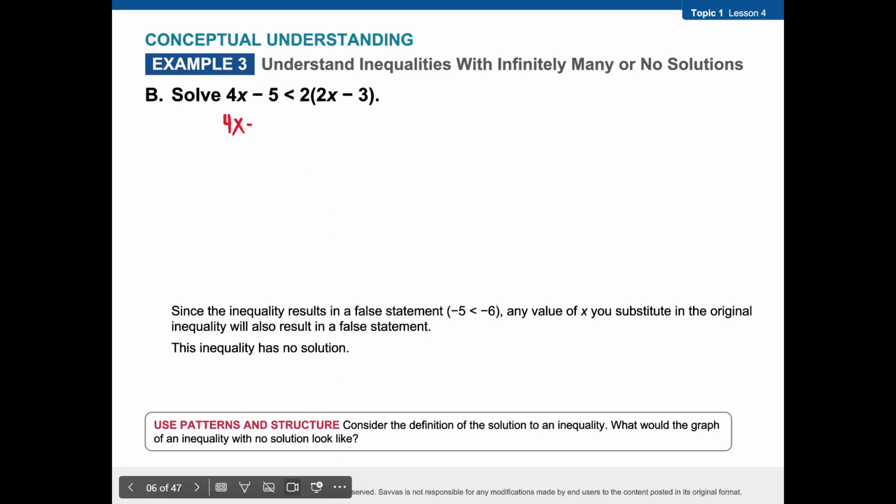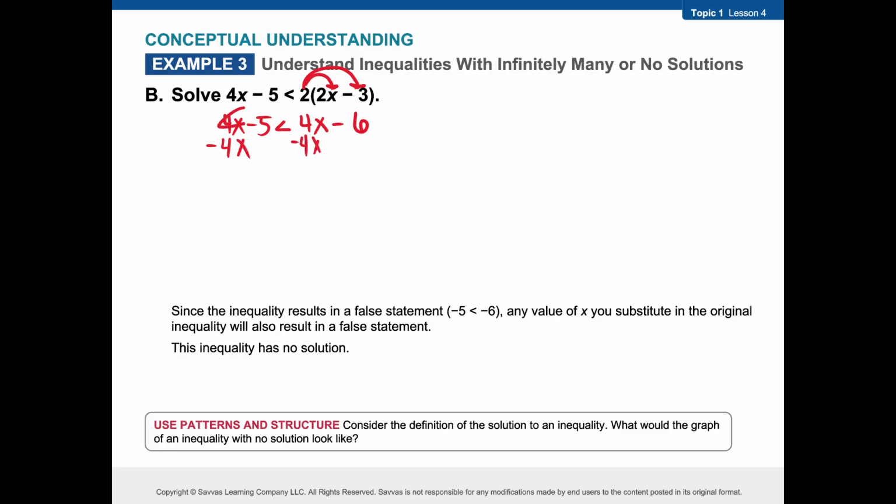Same thing over here, 4x minus 5 less than 2 times 2, 4x, 2 times a negative 3, negative 6. Subtract 4x to both sides. They completely cancel. Bring down negative 5. Is a negative 5 less than a negative 6? The bigger the negative, the less value it has, so this is not true. So this would be no solution.